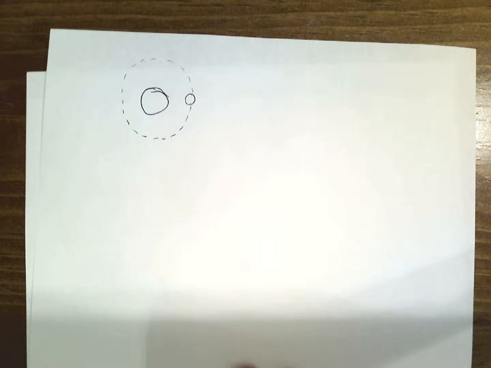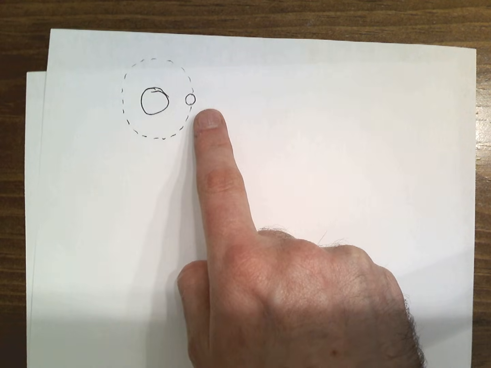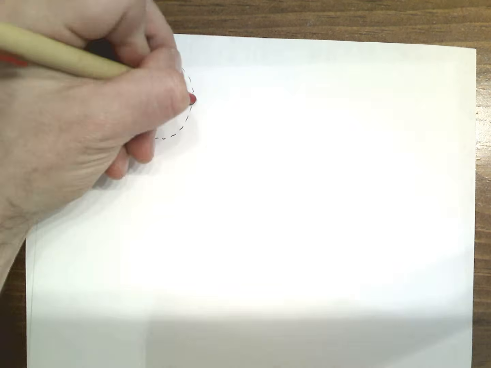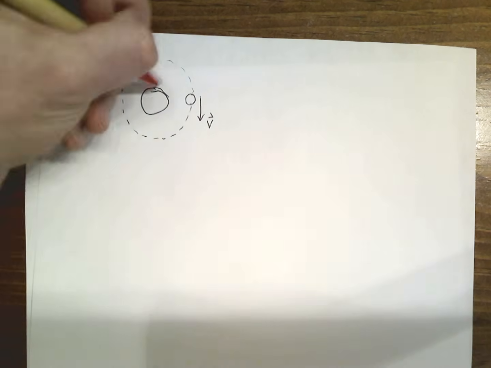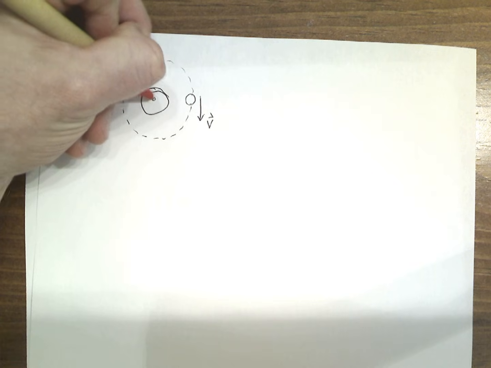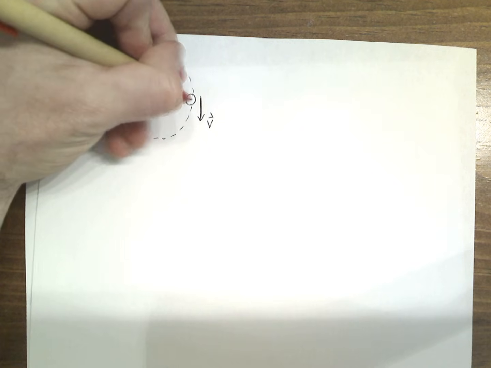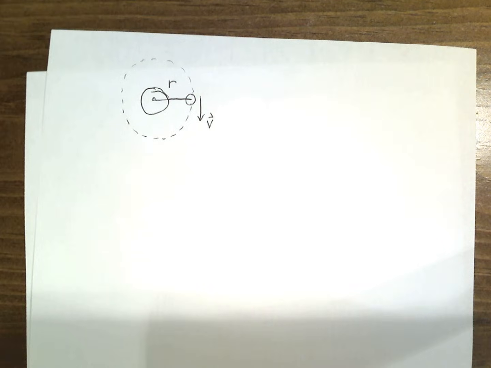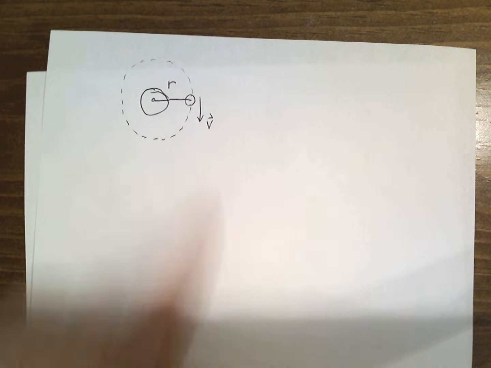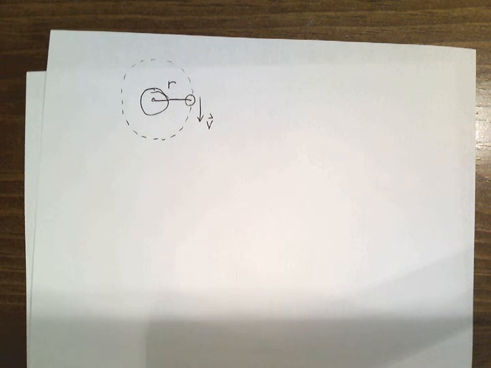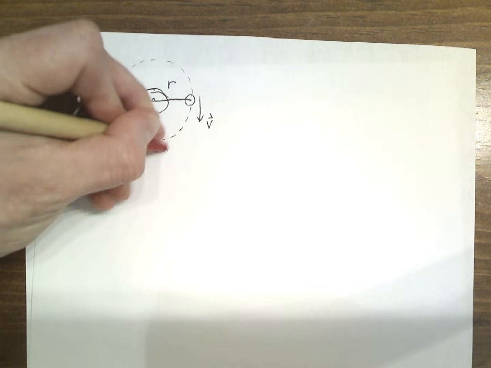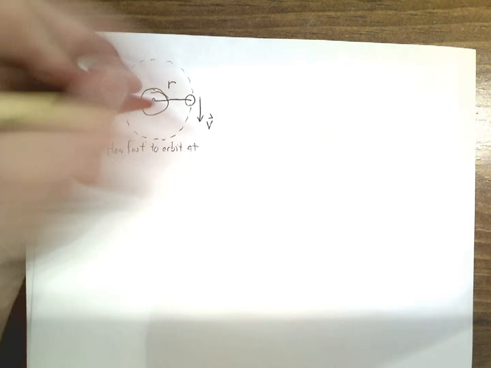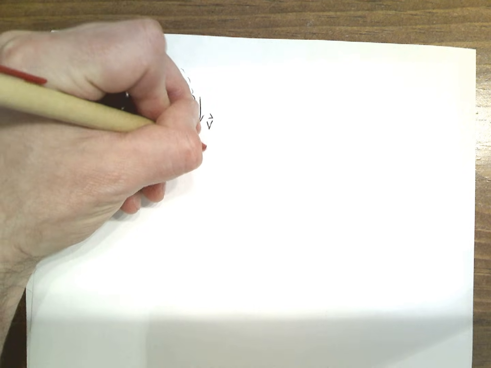So our planet is going to move around this circular orbit here. It's going to have a tangential velocity, v, that it's moving around in this orbit. The planet is a distance r from the other object. And we want to know, how fast do I have to go to orbit at this speed? How fast to orbit at distance r?